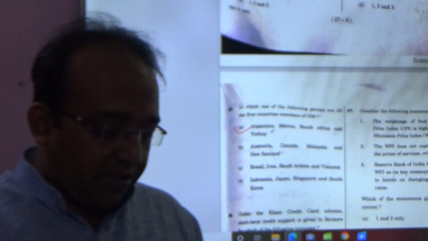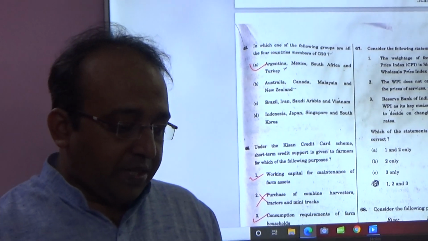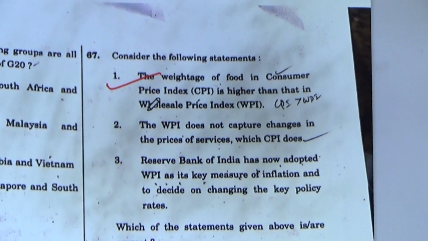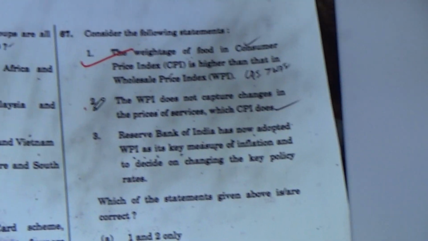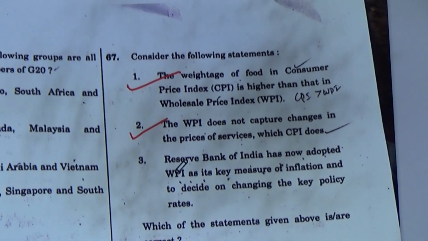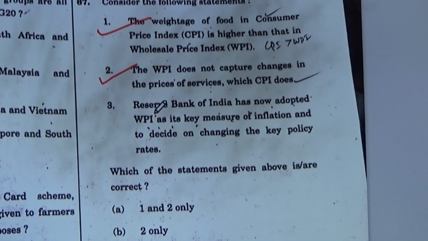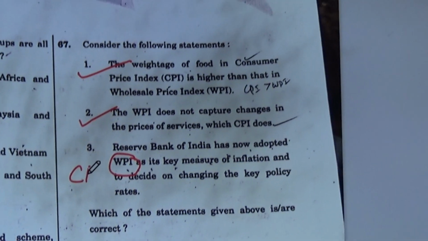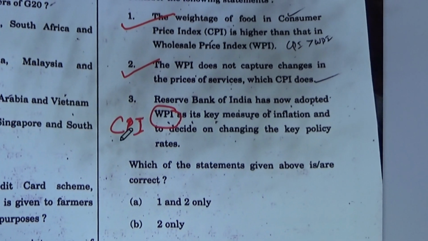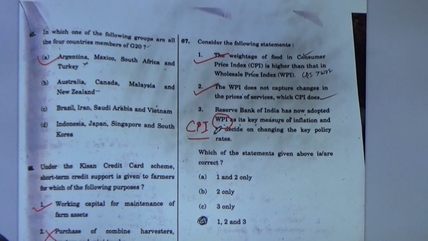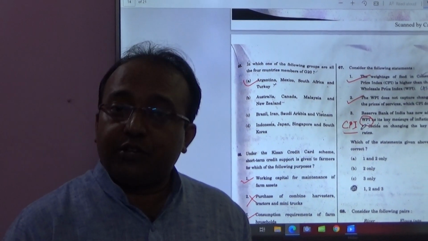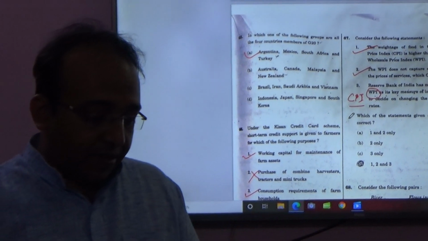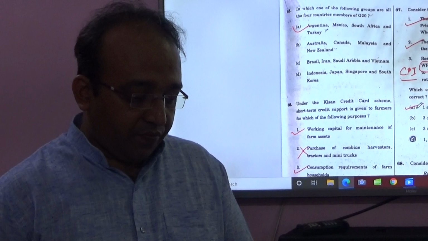Now coming to question number 67, on the WPI and CPI. The weightage of food in the consumer price index is higher than that in the wholesale price index. It is correct. In CPI, food is a major component, so the weightage is higher than in WPI. WPI does not capture changes in the prices of services, which CPI does. It is also correct. That is one of the limitations of WPI. Then, RBI has now adopted WPI as the key measure of inflation. That is incorrect. Rather, RBI has adopted CPI in the context of measuring inflation in the country, based on inflation targeting. So that is incorrect. The answer to 67 is A, that is 1 and 2.